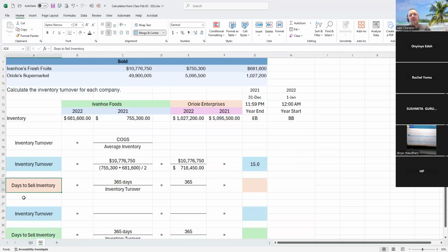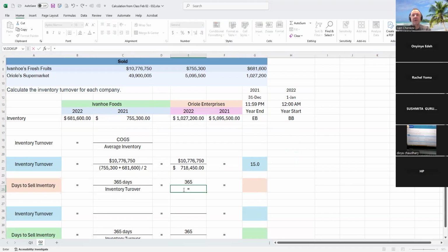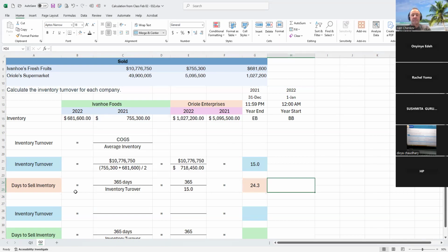Okay, how many days does it take them to sell the inventory? How are we going to get this number? 365 divided by the number we just got, correct? Yes. So 365 divided by 15. And what are we going to get here? 24.33. What is that? Days to sell, the number of days, how fast you can sell your inventory. Right. It takes this company 24 days to sell the inventory.